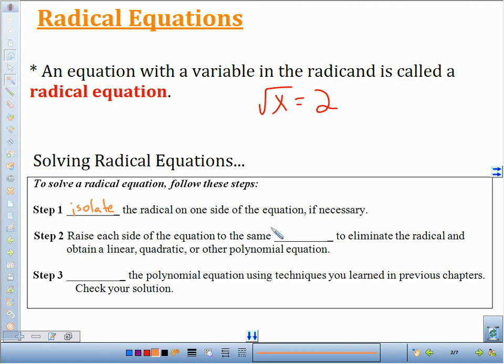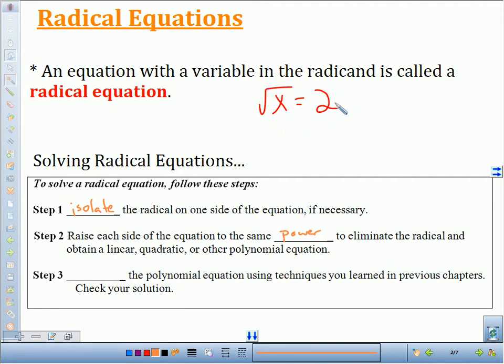And step 2 is to raise each side of the equation to the same power. And the power that you're going to raise it to will help you eliminate the radical and obtain a plain, normal equation. If you have a square root, you would raise it to the second power. If you have a third root, you would raise it to the third power. A fourth root, raise it to the fourth power, and so forth.